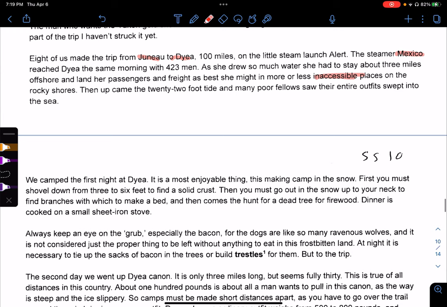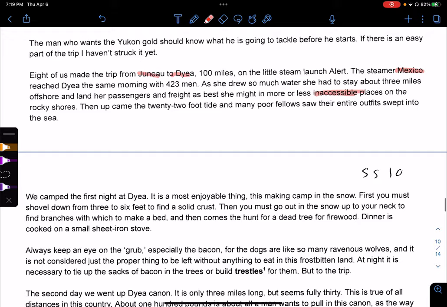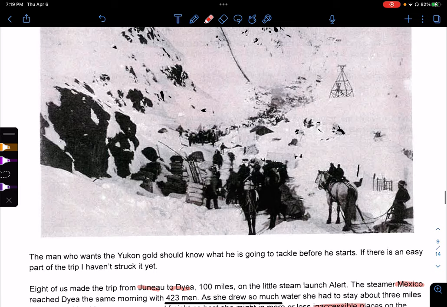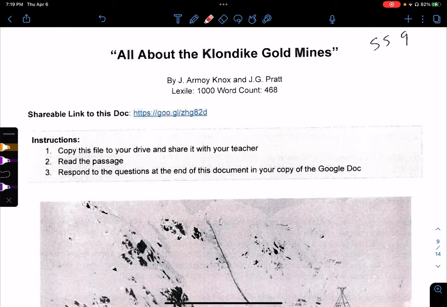We camped the first night. So this person, it sounds like it's a journal entry, and he's talking about this time he traveled to this place called the Klondike for gold. We camped the first night in Dyea.